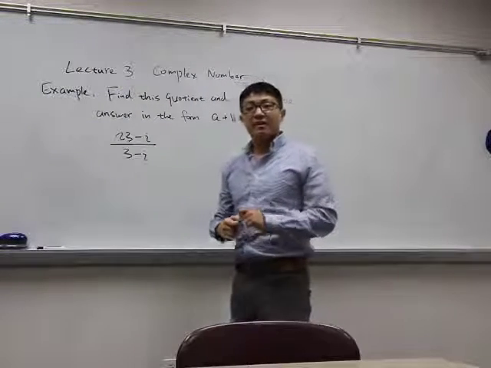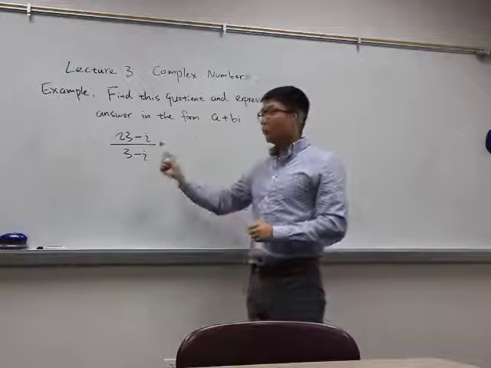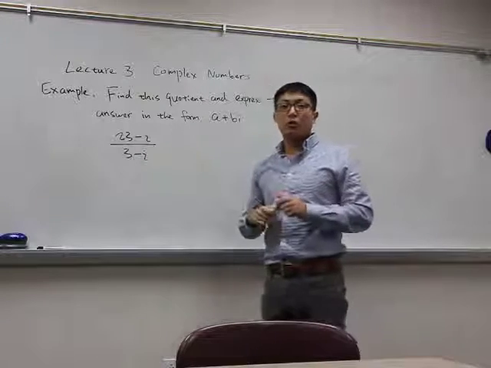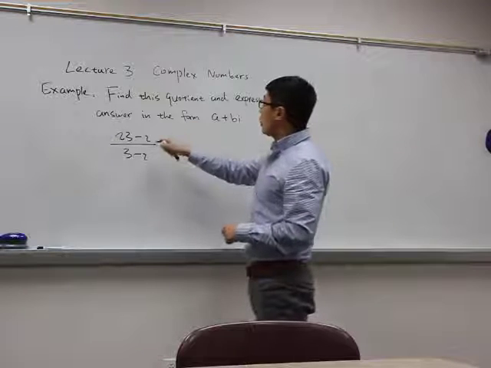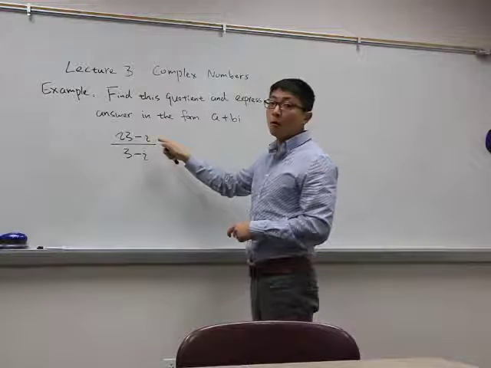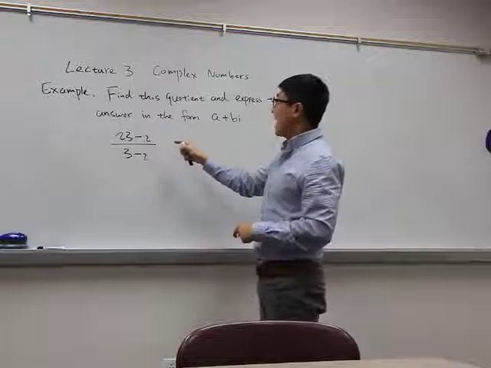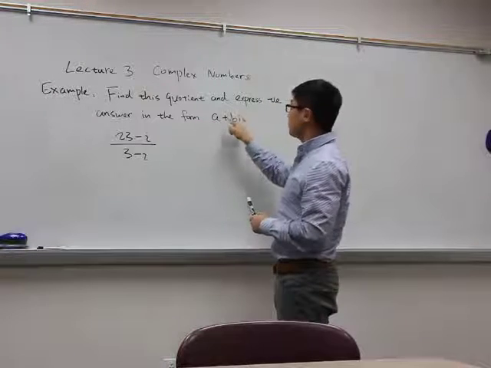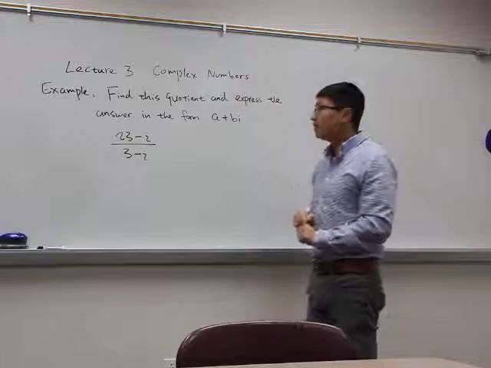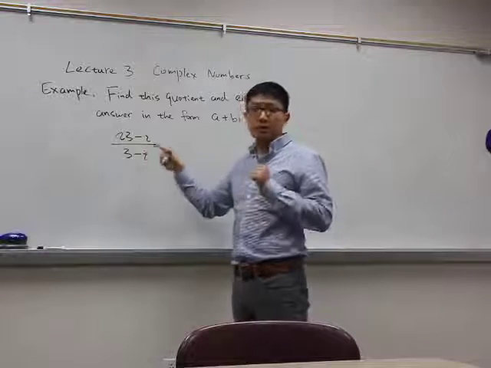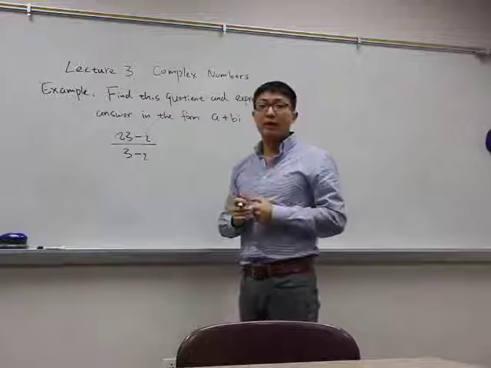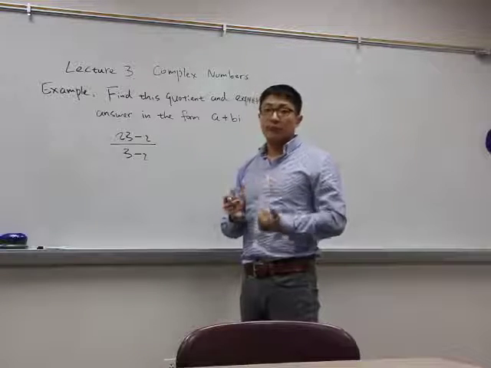Hi, in this video I'm going to show you how to solve this problem using the property of conjugate. So this problem says we want to find this quotient and express the answer in the form a plus bi. Now, if the denominator of this quotient is a real number, then this problem will be so easy.